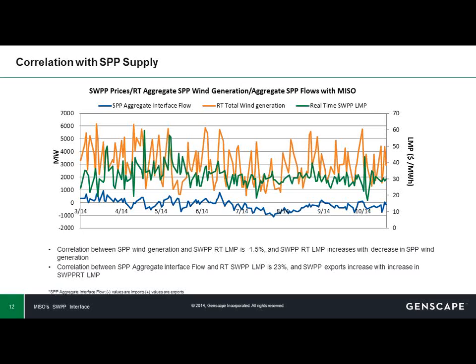The last part of the volatility study, we compared the SPP wind against the MISO wind generation. Again, this is real-time wind generation. And what we found was a correlation of 45%, indicating that MISO and SPP wind move along together. We also observed very similar wind production in both MISO and SPP regions over the summer.